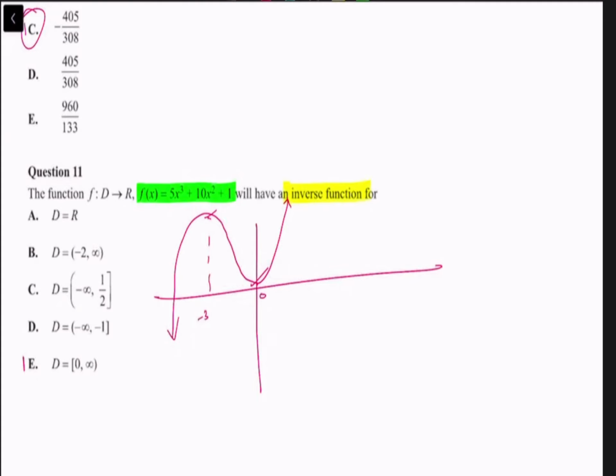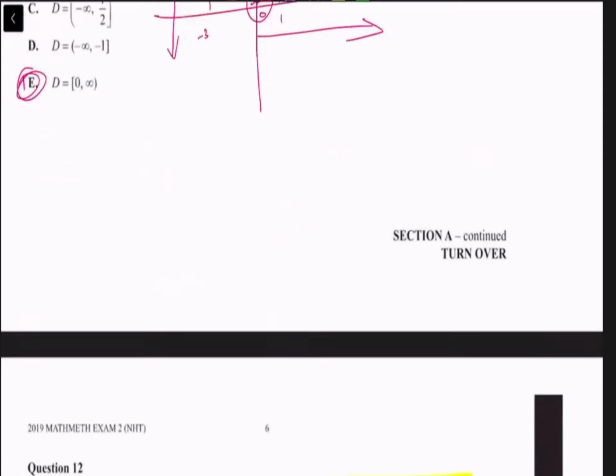-2 to infinity again doesn't work because we have a local minima in that domain. Negative infinity to half, again that won't work because that's including both of these. Negative infinity to -1, so it's up to here, still won't work because it's including this local maxima. And then 0 to infinity, you can see that does work because it doesn't include any of the stationary points. So the answer is E.